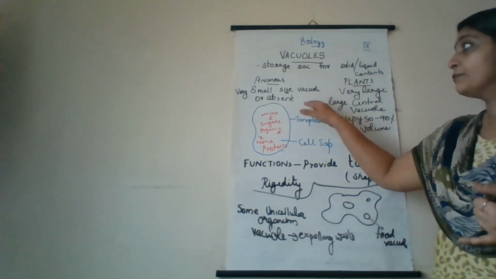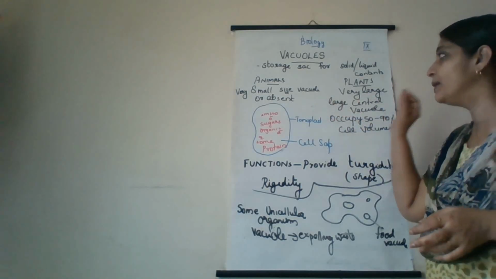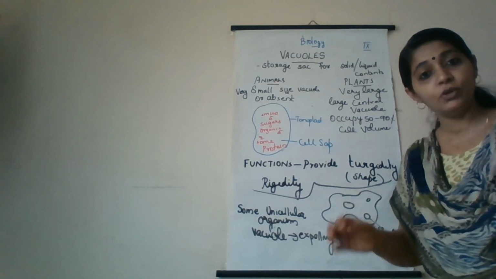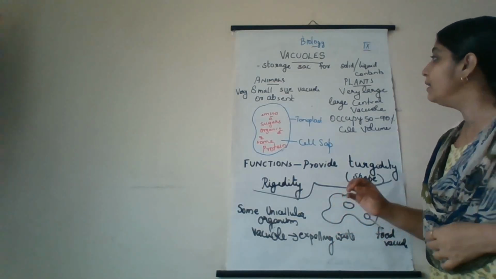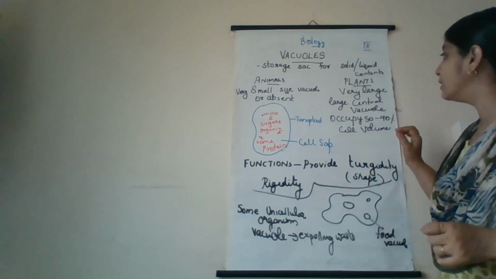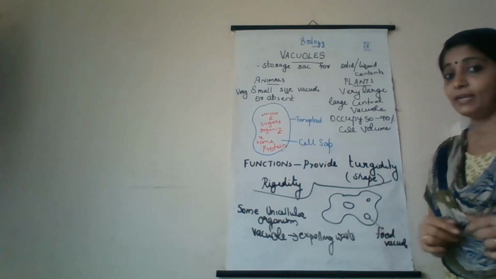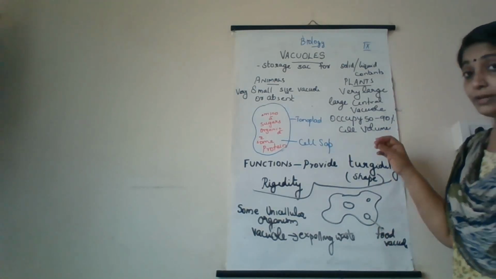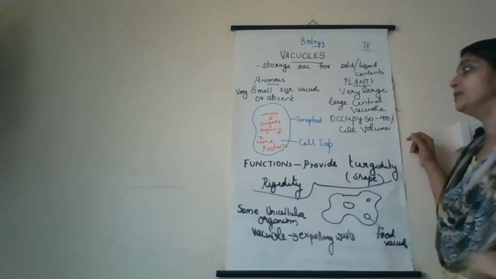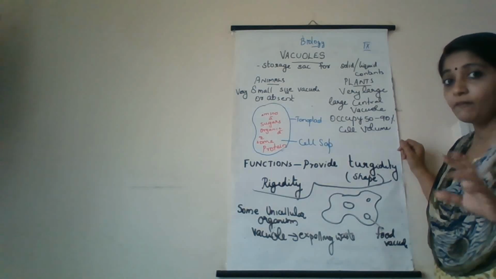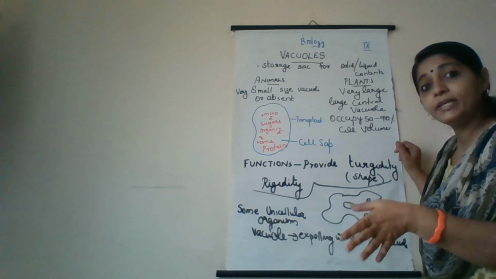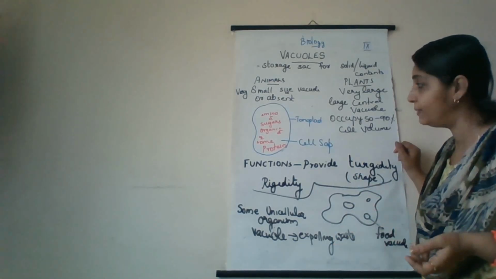In animal cells, vacuoles are present, but they may be of very small size, or they may be absent. When coming to plants, plants have a very large central vacuole. Mostly it occupies 50 to 90% of the cell volume. So plants have a very large central vacuole, but animals, if they have a vacuole at all, it will be very small in size, or it may be absent.